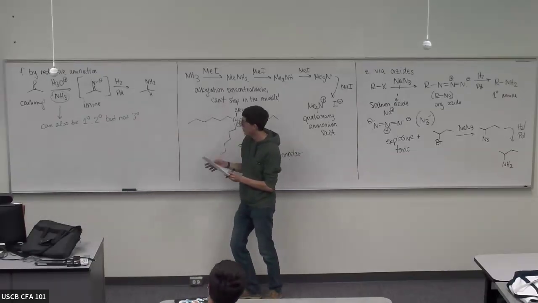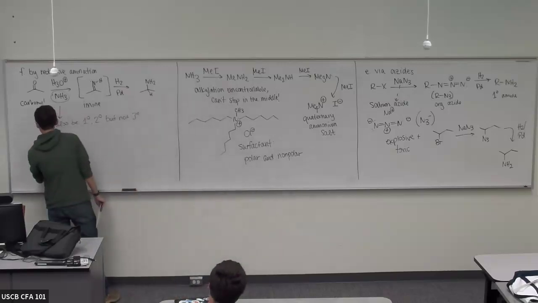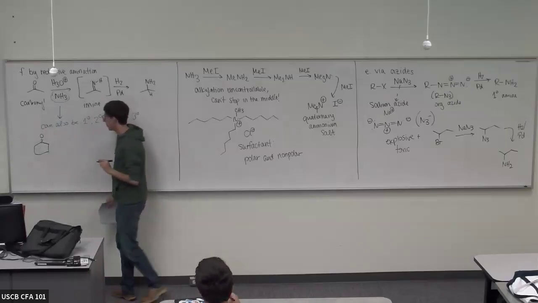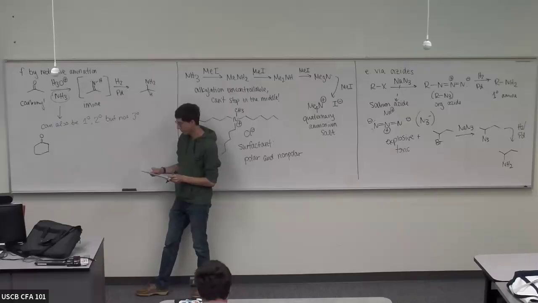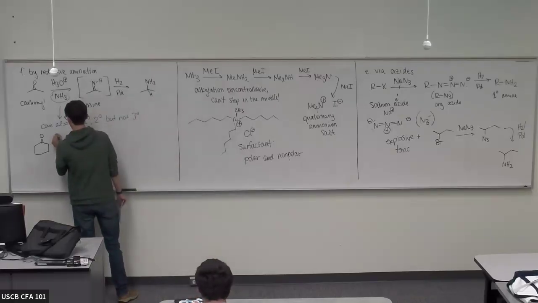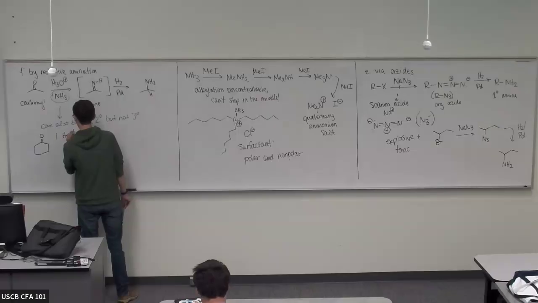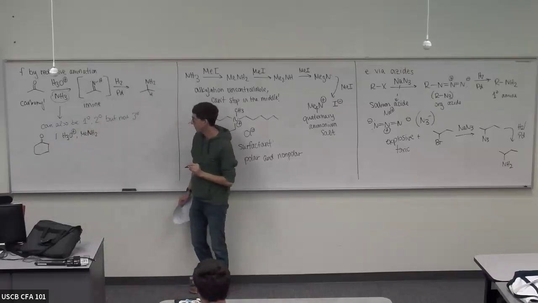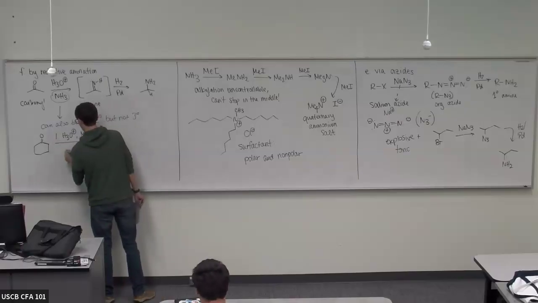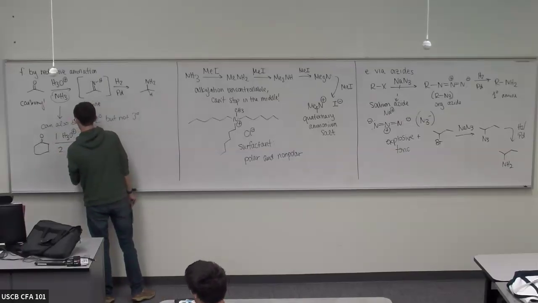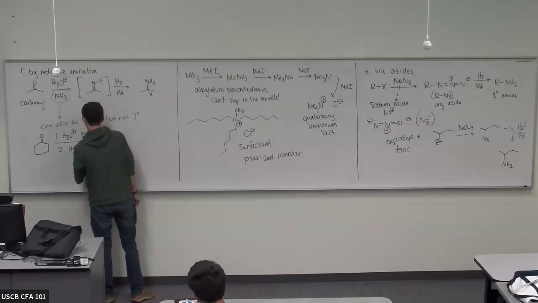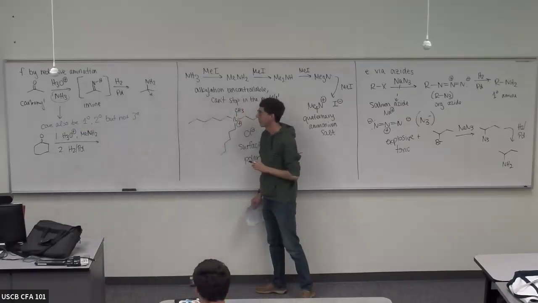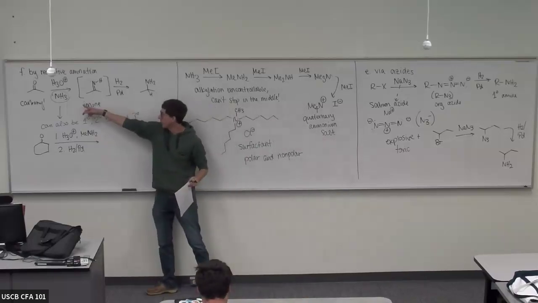So what does this look like? Okay, cyclohexanone. Cyclohexanone with acid and methylamine. And then hydrogenation. So this is an abbreviated way of writing these two steps here.